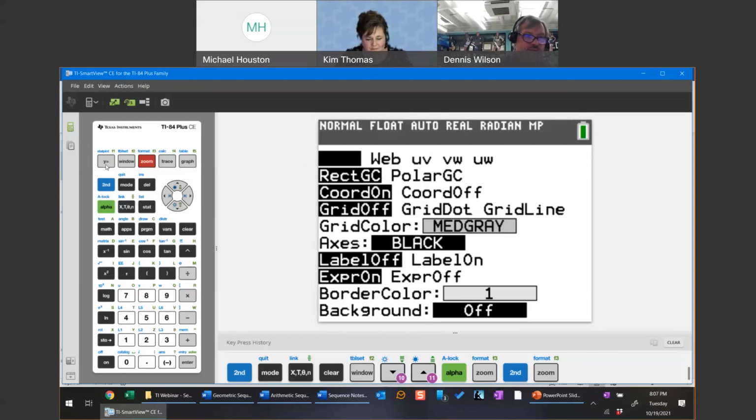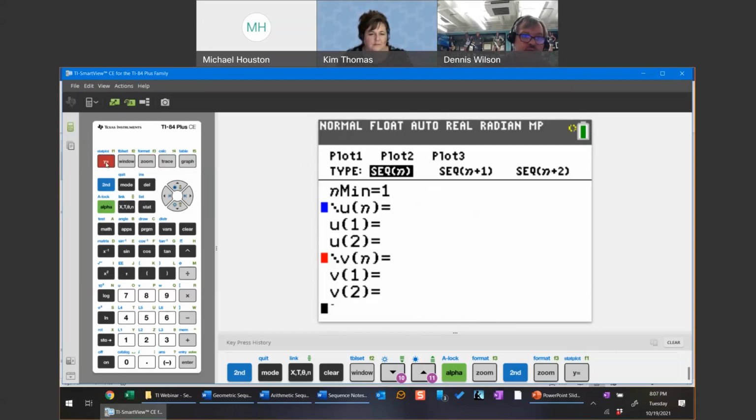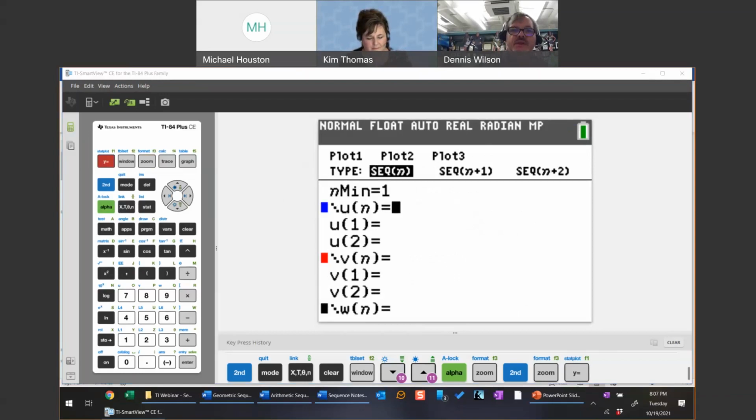So the biggest difference is when I press the Y equals key. So what are some differences that you guys are seeing immediately when I press this Y equals key, those of you who are 84 users out there? Okay, so we're not seeing Y equals, Joshua says. So I'm seeing U, V, and W. I have only 3 options for functions instead of the 10 options of Y functions of X. I now have U, V, and W as functions of N.